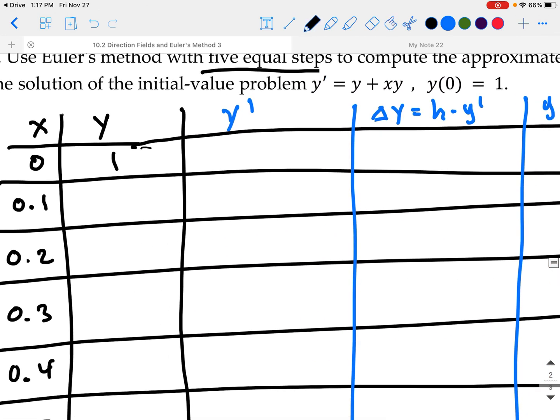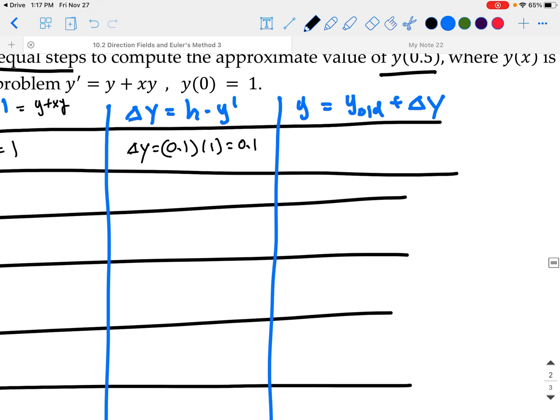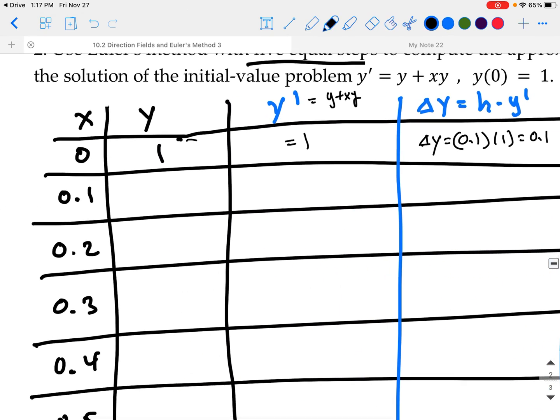So y prime for our initial expression: we've got y plus xy. x is 0, so the xy cancels, so we'll just have 1. Then delta y is going to be 0.1 times 1, which is 0.1. Then our new value is going to be 1 plus 0.1, which is 1.1. Very nice, a nice initial value here. So 1.1.